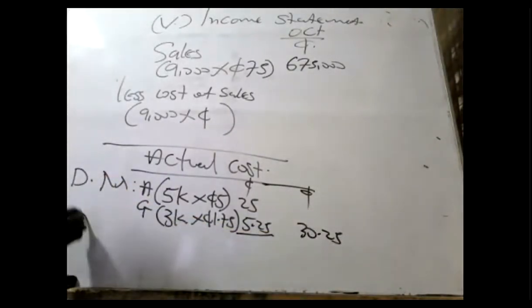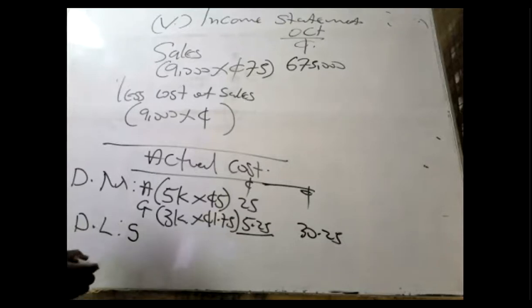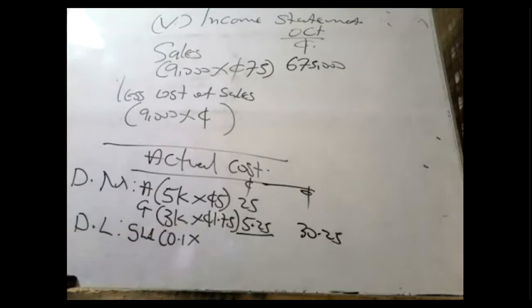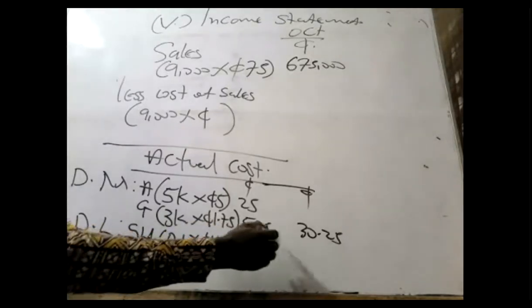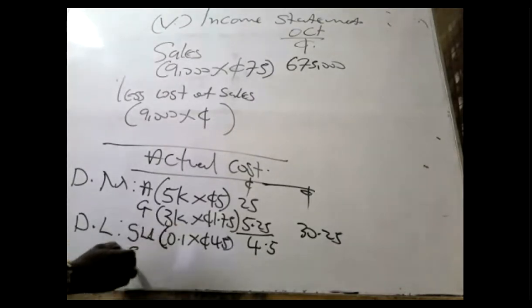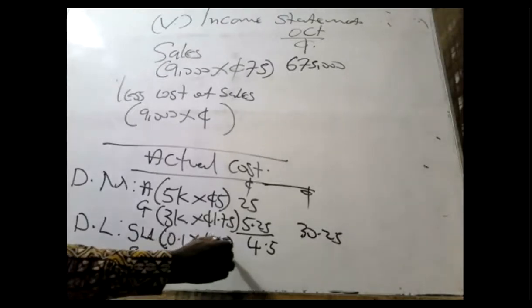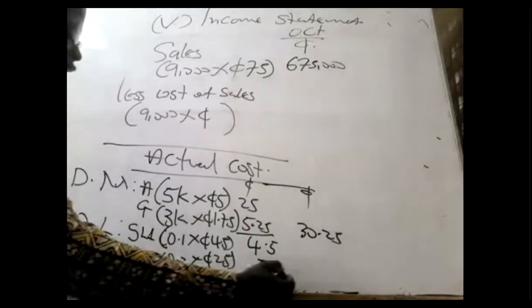Okay. Let's go to direct labor. For labor, there are two types. Skill level one. With that one, we need 0.1 hours times the rate of 45. That should give us 4.5. And then you go to skill level 2. That one they need 0.2 times 25 Ghana cedis. So that will give us 5. Okay, so putting this together, I get 9.5, right?